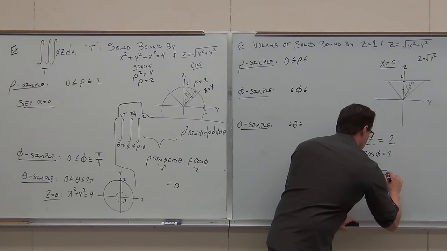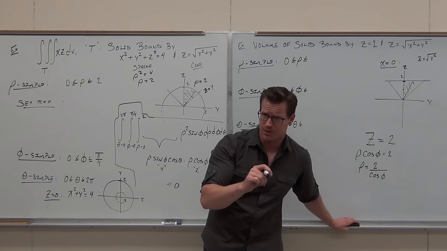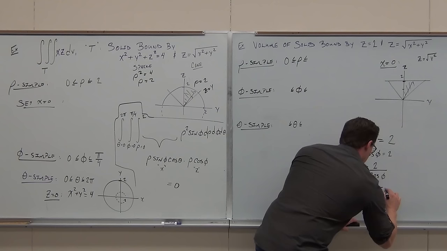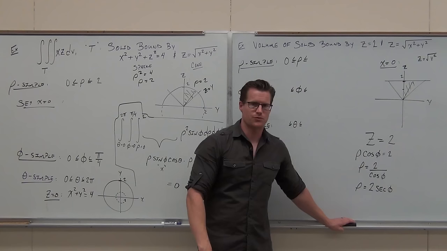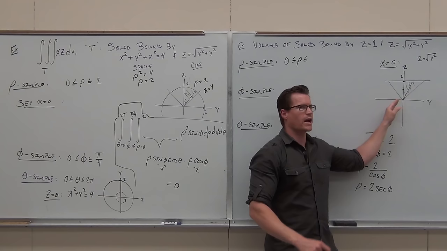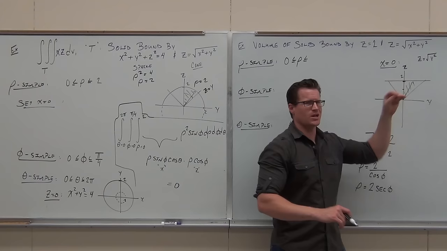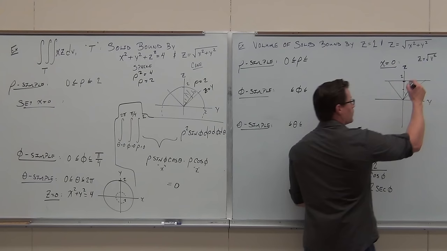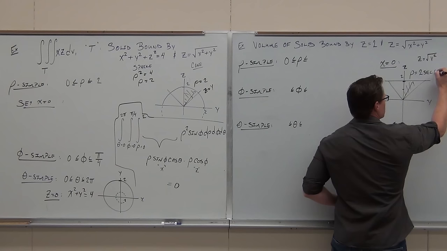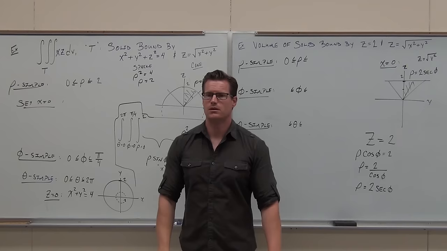These things have to be functions of rho. They have to be. So our rho starts right into the region with zero. But then when it hits this function, z equals 2, from z equals 2 we get rho equals 2 secant phi. That's what that is. Did you guys follow that?